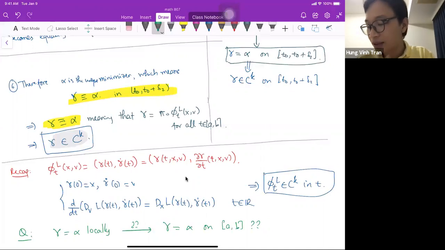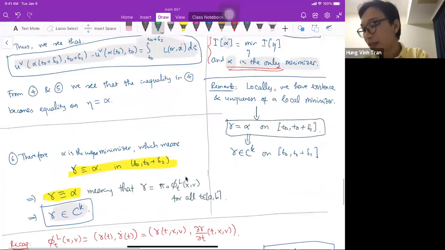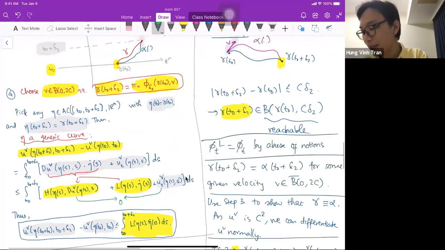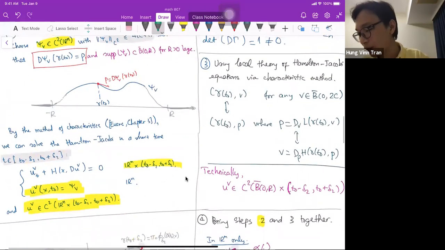Again, the Lagrangian flow is defined even on the whole R, right? Can you restart the flow at T naught plus delta 2 and then choose a V starting from there again and continuing locally? Yeah, absolutely. I'm actually cheating a little bit here. Well, not cheating, I didn't mention it. What you said is correct, right?